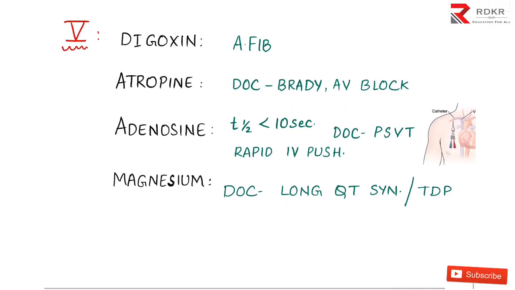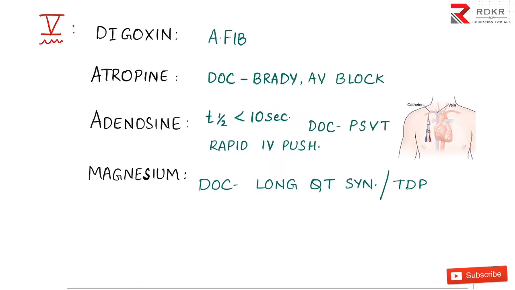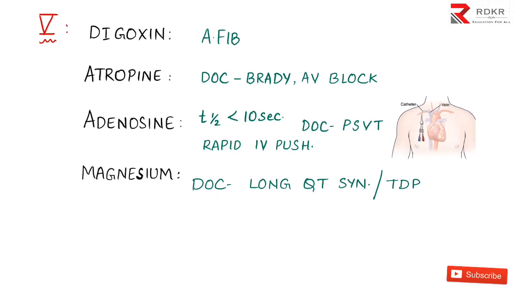So we are left with the fifth group of drugs, that is the miscellaneous drugs. We have mainly 4 drugs you have to remember, most important. If you have a patient with atrial fibrillation, digoxin will be used, okay? And if you have a patient with bradycardia or bradyarrhythmias, what do you do?